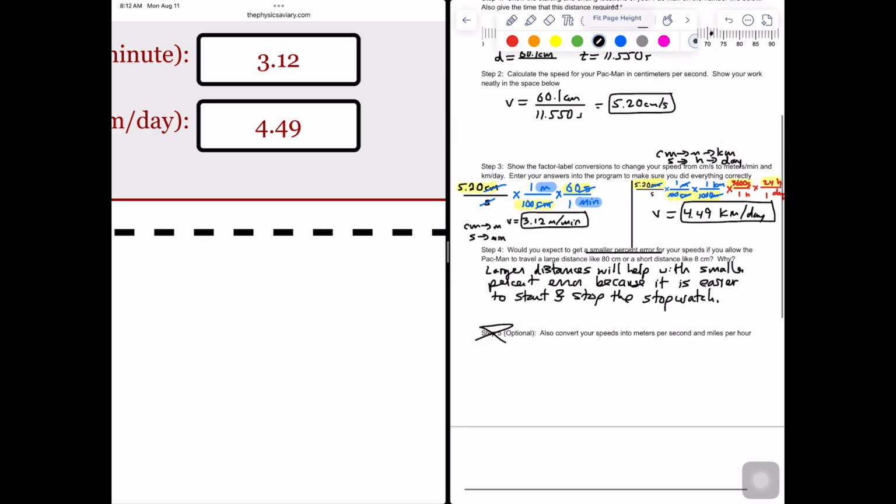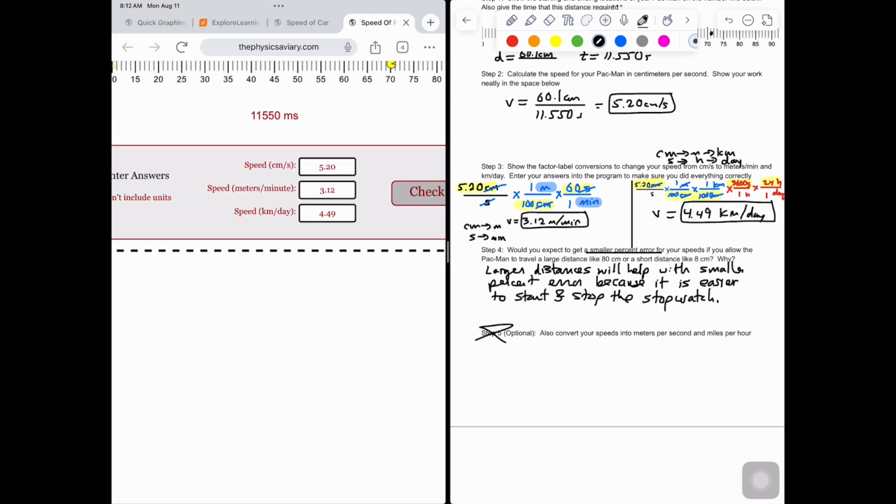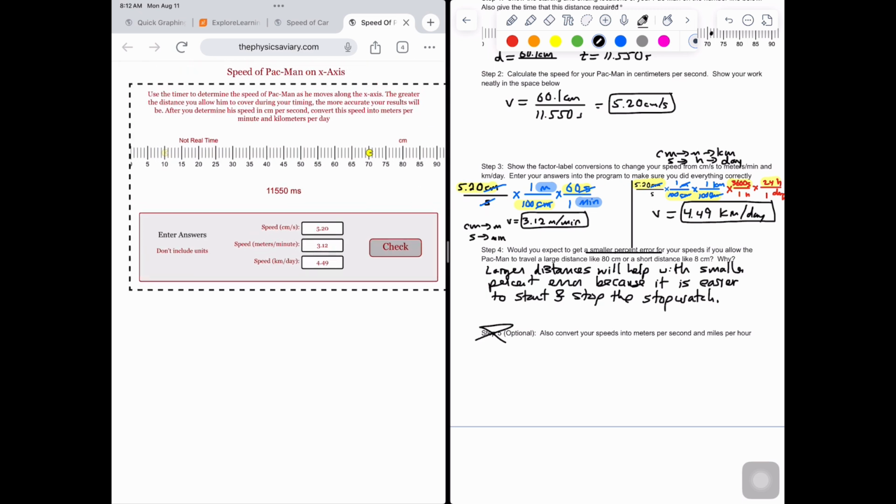Think about it this way. Your ability to start and stop a stopwatch is based on human reaction time, okay? If you allow for greater distances, it allows you the opportunity to react to something and then start and stop the stopwatch more accurately. If you deal with shorter distances, like 5, 10 centimeters, then you're requiring a much faster reaction time to be able to take that data. So yeah, longer distances do help.